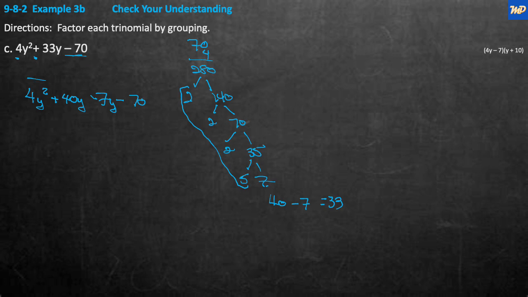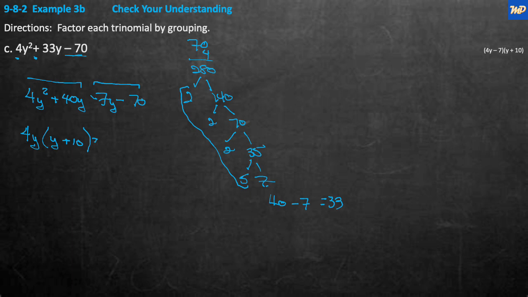So now I'm going to group these two together and these two together. On the left side, I have a 4y squared. I have a y, so I can get a y out. I have a 4, so I can take a 4y out of both of these terms. So 4y times y plus 10. 40 divided by 4, we're going to get the 10. Okay, and then I'll say plus right here.